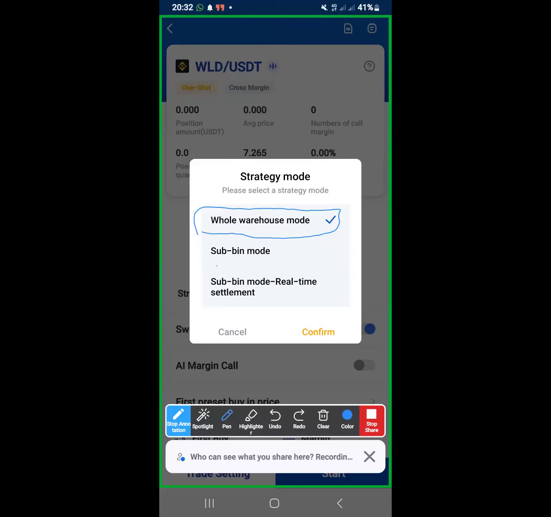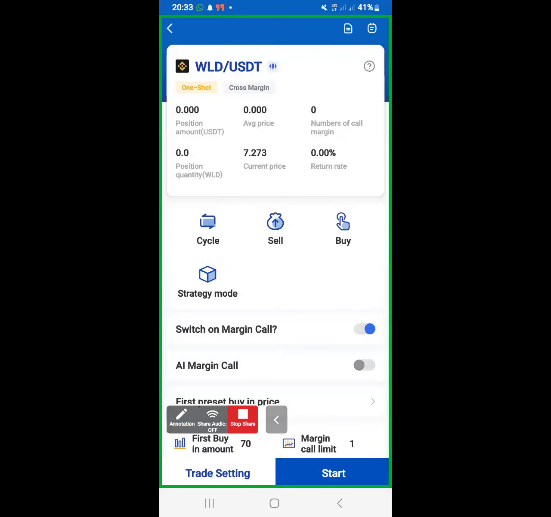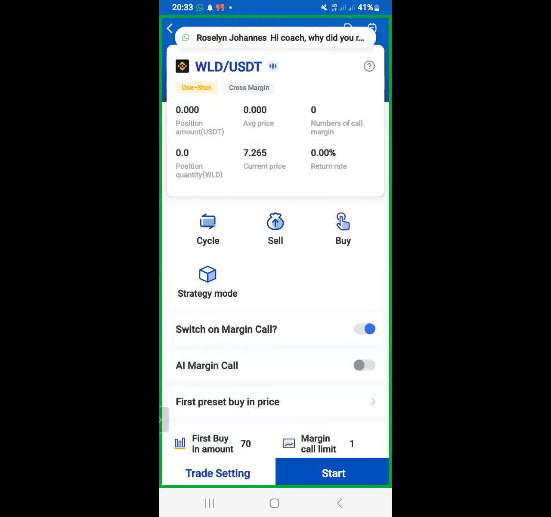Now, if it is in the sub-bin mode or sub-bin mode real-time settlement, you cannot determine the percentage of the coins you wish to sell. Once you tap on sell, you sell literally everything. As long as you're floating in profit, there's no problem. You can sell it off. So the sell icon is purposely for that, to allow you to sell manually. You get that? And when you sell manually, it will also reflect that you sold manually. So that is what it simply means.